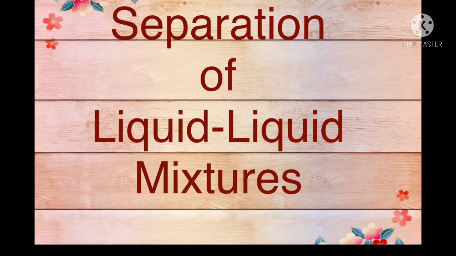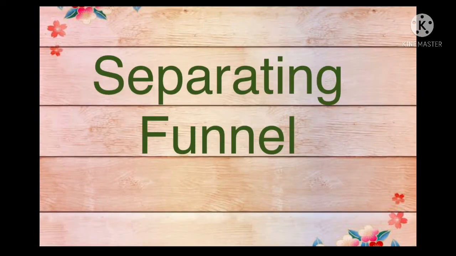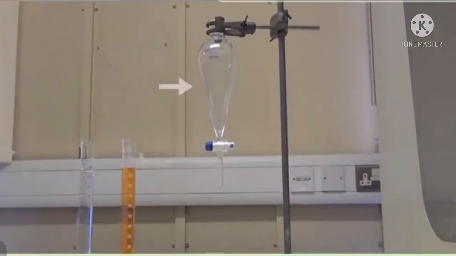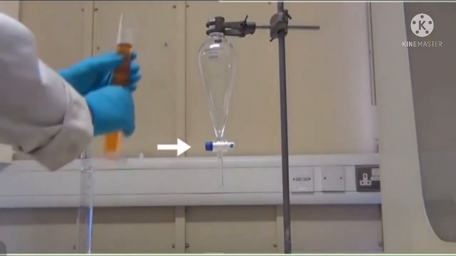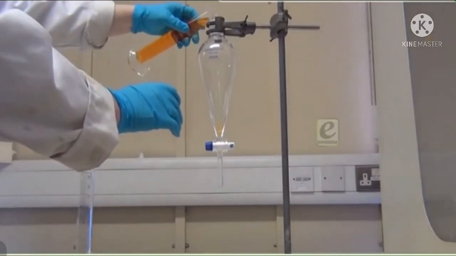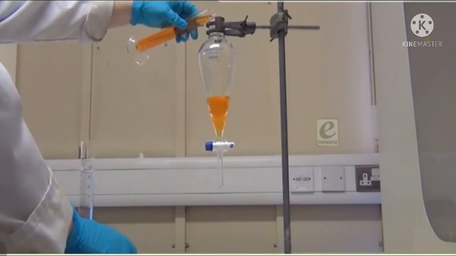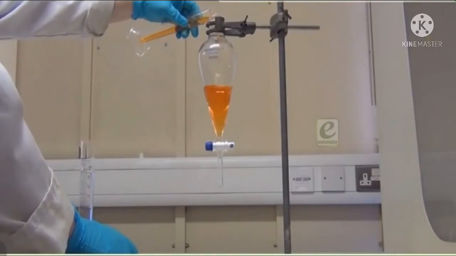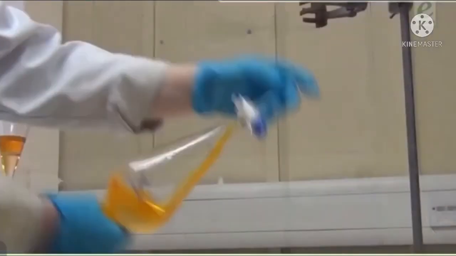The first one is by using the separating funnel. Separating funnels are long glass tubes provided with taps at the bottom, as shown in this video. This method is used for the separation of liquids which are immiscible. Immiscible means they do not form a homogeneous mixture, which means they are not mixed well.